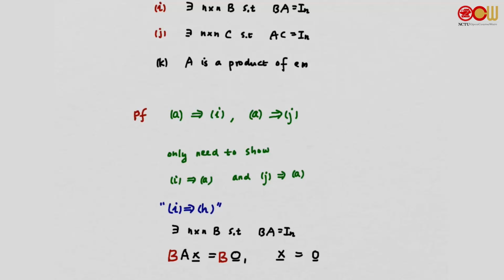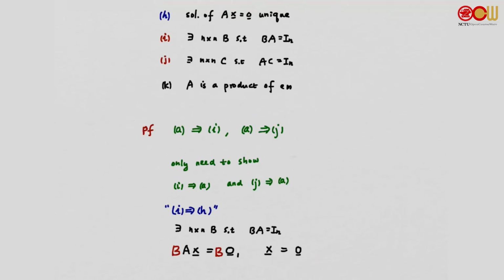So if we have a B matrix such that BA is the identity, then it implies directly that the solution of the homogeneous equation is the 0 vector. So there we have it. I implies the solution of the homogeneous equation is unique.